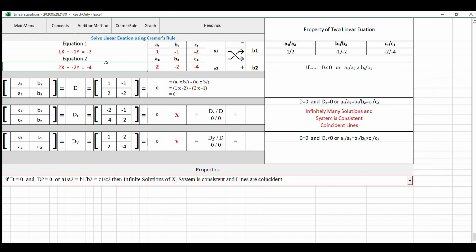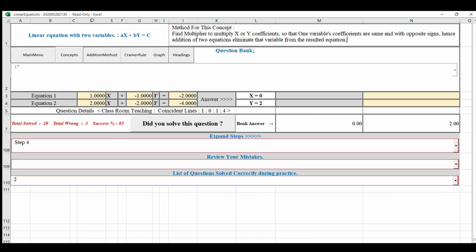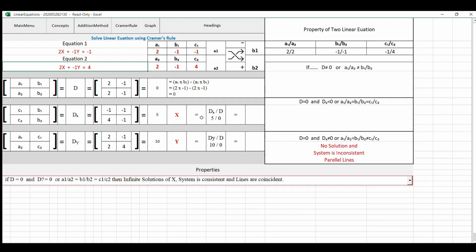You got it? So this is the coincident line rule. Now let's take a look at the next sum, which is sum number 18. See here, it could not calculate x and y even using the addition method. So now let's take a look at Cramer's rule.